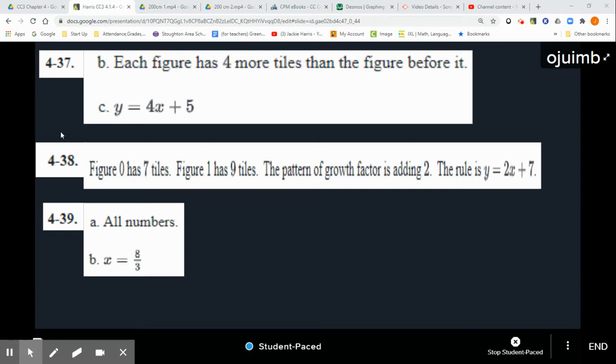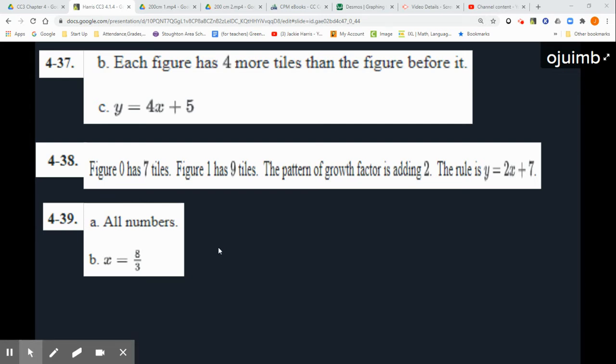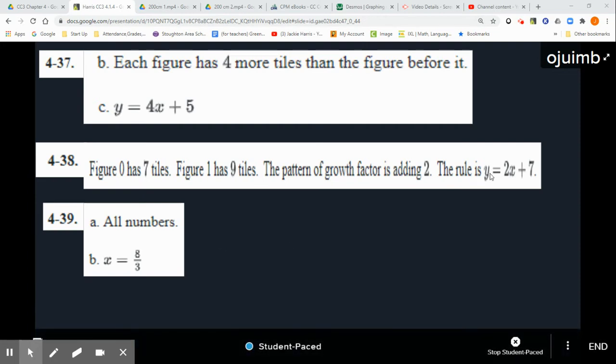Each tile pattern is going to be a little bit different for each of you, so we don't have a key for that. Letter B, each figure has 4 more tiles than the figure before it. Letter C, we get an equation of y equals 4x plus 5. Number 38, we have figure 0 with 7 tiles and figure 1 with 9 tiles. That means that it's growing by 2. So our rule is y equals 2x plus 7.